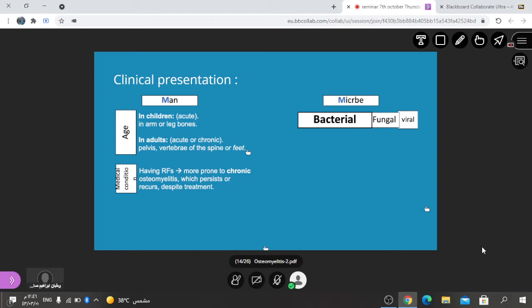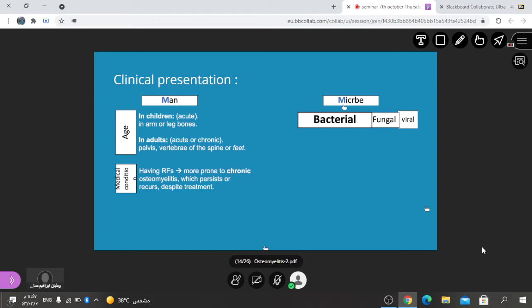The second subfactor is the medical condition. As my colleague Abdullah just mentioned, having risk factors will make you more prone to chronic osteomyelitis, which is characterized by persistency and recurrence despite the treatment. Actually, we can add the third factor after my colleague Salman described it, which is the skeletal maturity, already described and discussed in detail.